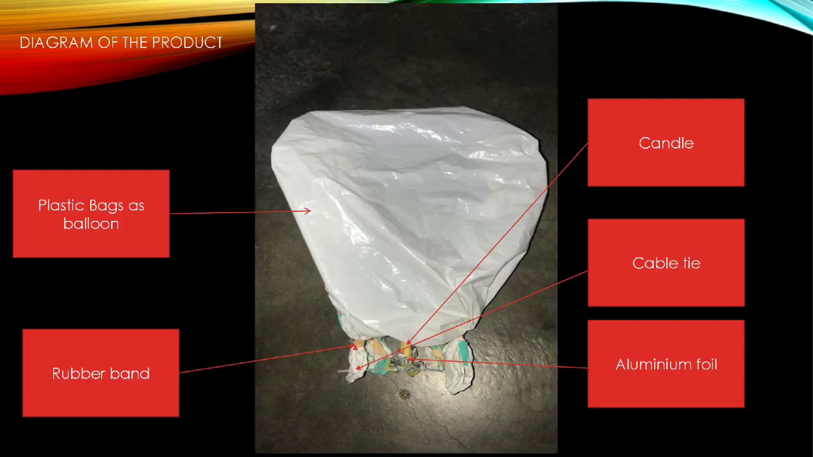This is the diagram of the product: a plastic bag as a balloon. We have a candle, cable tie, aluminium foil and a rubber band.